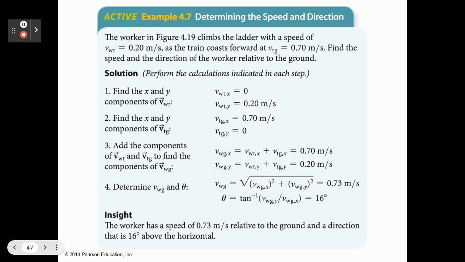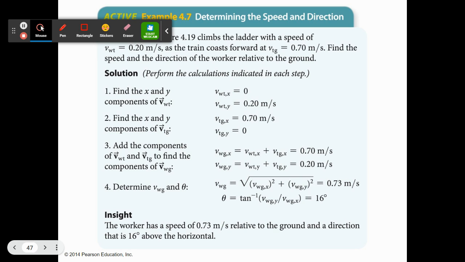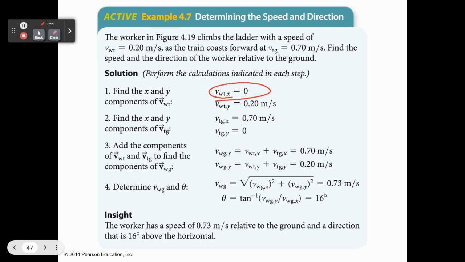All right, so a worker in figure 4.19 climbs a ladder with a speed of V_WT, that's worker on the train, of 0.2 meters per second, as the train coasts forward at a speed, that's train to the ground, of 0.7 meters per second. Find the speed and direction of the worker relative to the ground. Okay, so we've got to find the X and Y components. Since he is climbing straight up the ladder, he does not have an X component, only a Y component. And because the train is not going vertically off the track, it does not have a Y component, it only has an X component.